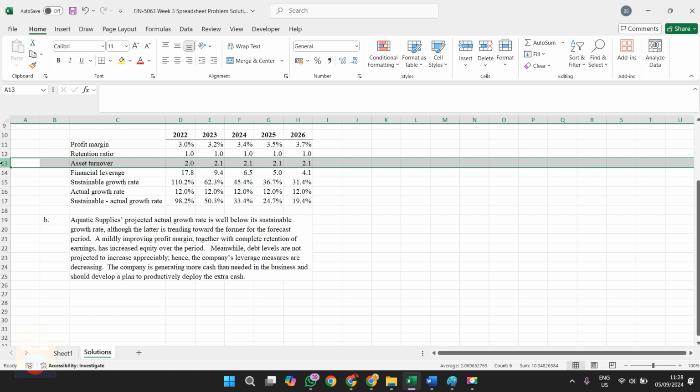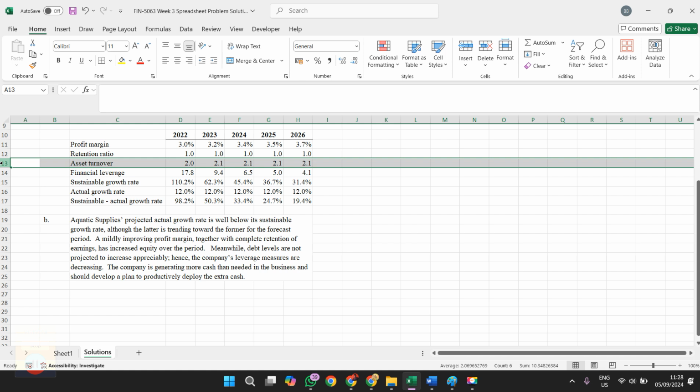Sustainable growth rate: if you cross check, the sustainable growth rate is reduced and the actual growth rate is maintained stable. When you compare the difference between the actual growth rate and the sustainable growth rate, the difference is decreasing. In 2022, the company had to get a sustainable growth rate of 110.2%, but when it comes to 2026, to sustain in the market it needs 31.4%. So it is becoming more stable.